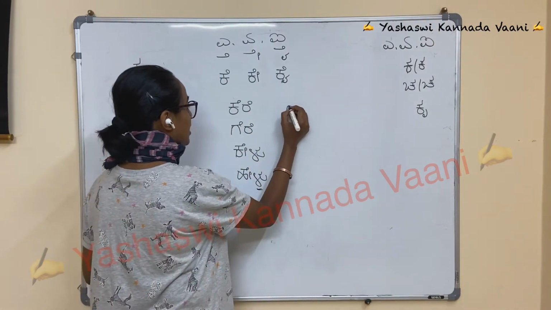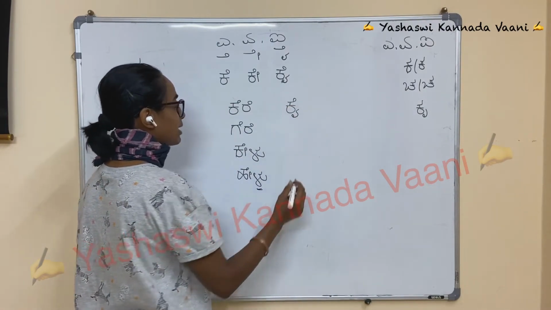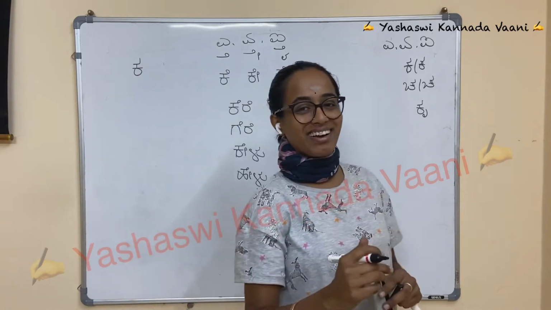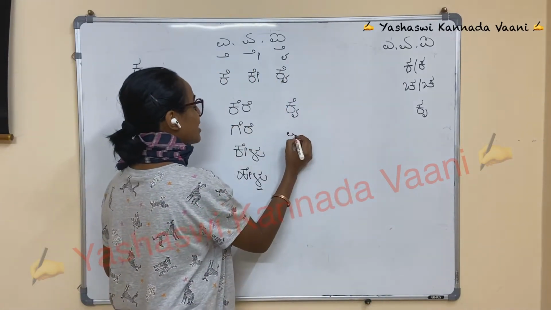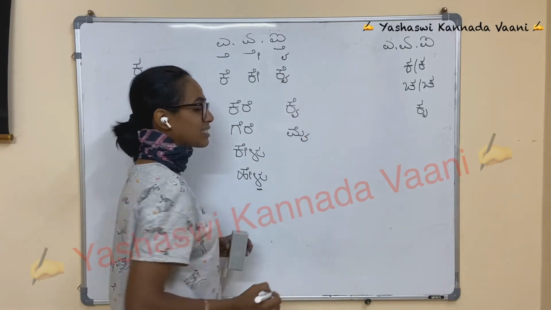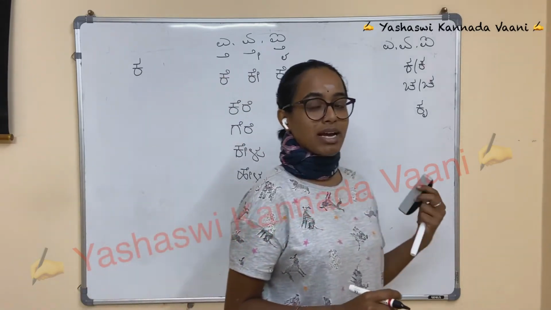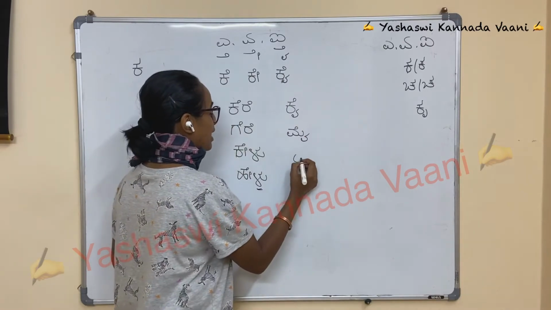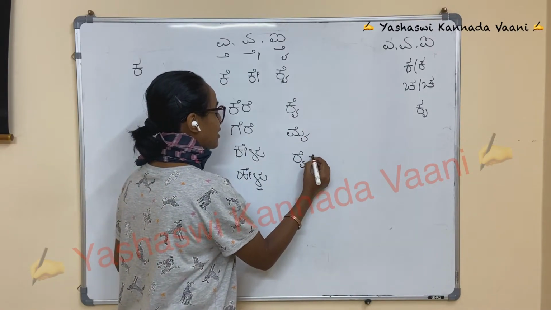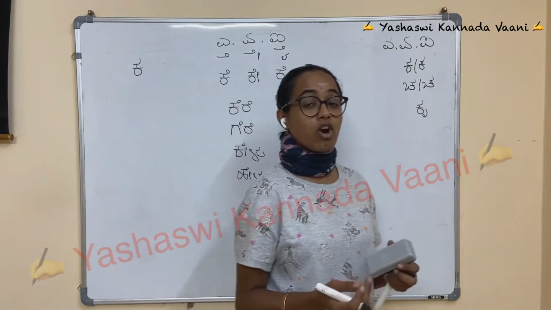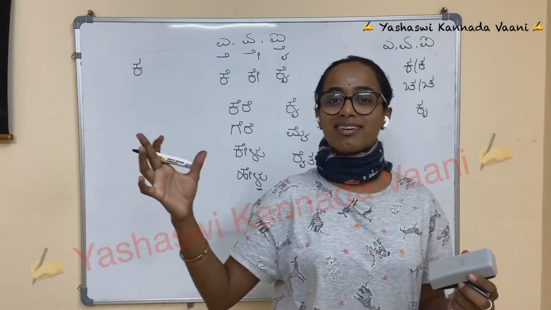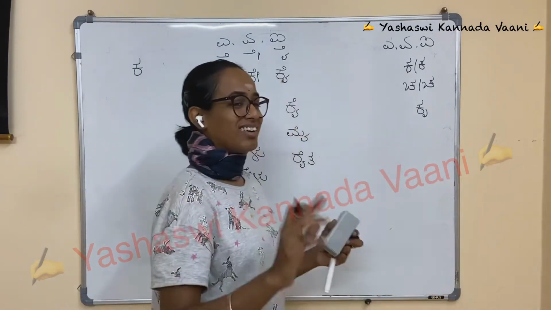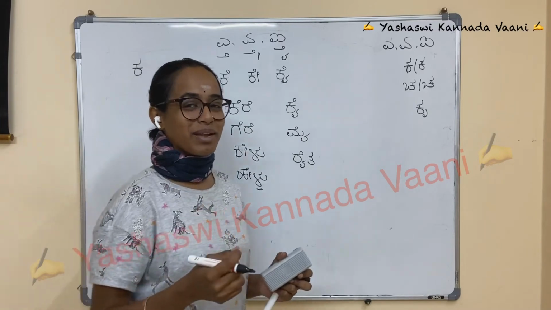Next is Kai. The simple letter Kai means hand in Kannada. Okay. Next, which is this letter? This letter is Mai. The simple letter Mai means body in Kannada. Raita. Raita is a farmer. Not that raita, the biryani ka raita. Okay, that is raita. This is Raita. Raita is a farmer.